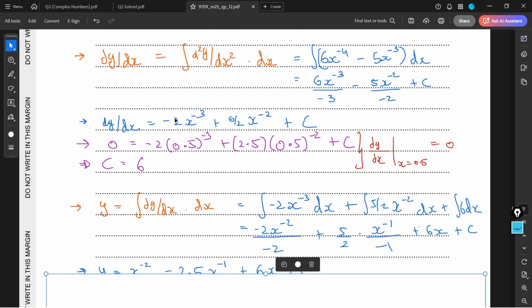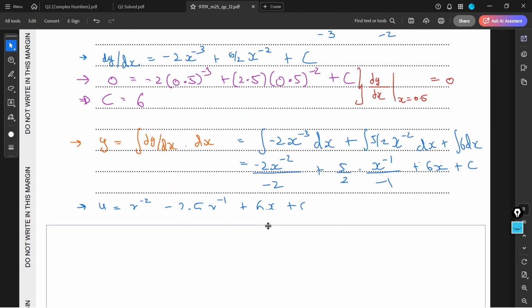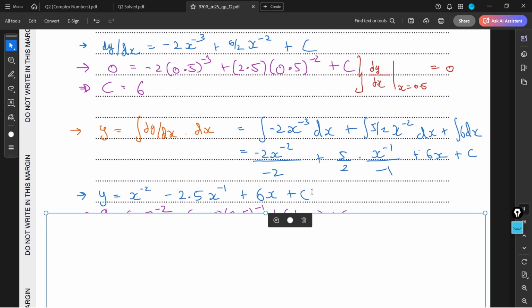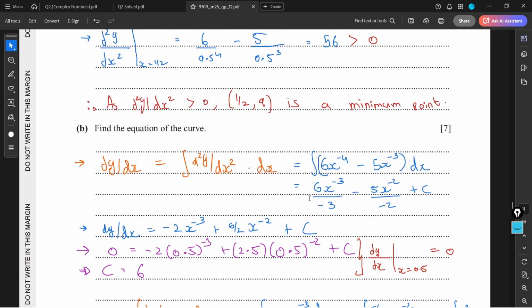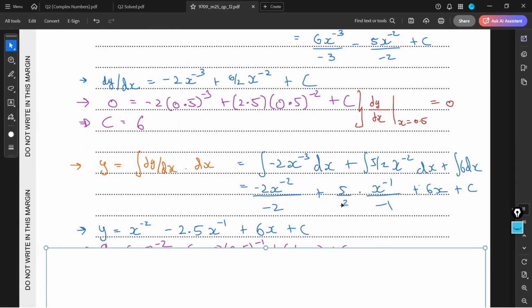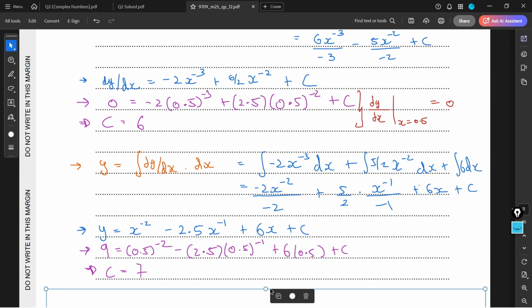I've integrated my minus 2x to the power of minus 3 to get x to the power of negative 2. And then I've integrated 5 by 2 x to the power of minus 2 to get minus 2.5x to the power of negative 1. And then I've integrated 6 to get 6x. And then there is also an integrating constant. Once I'm done with this, how will I find the integration constant? I know a point on the curve, that is (1/2, 9). I'm going to pass the value of y as 9 when x is half in order to get the value of c equal to 7.